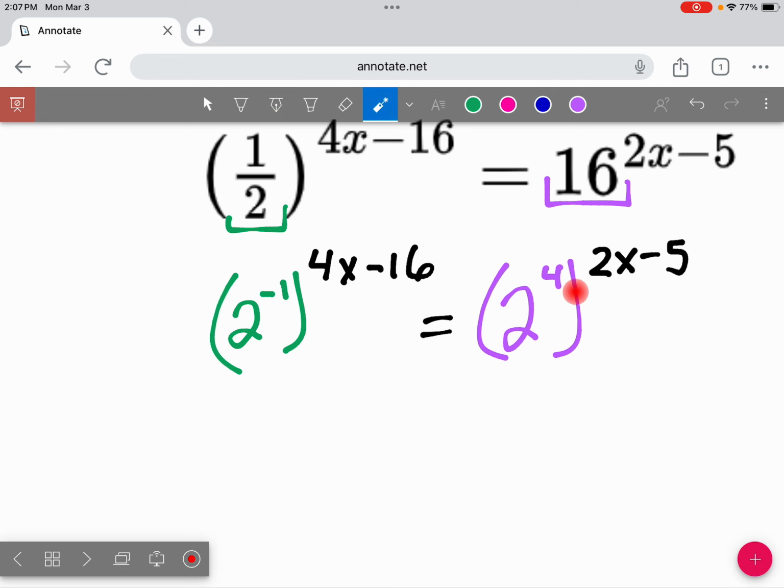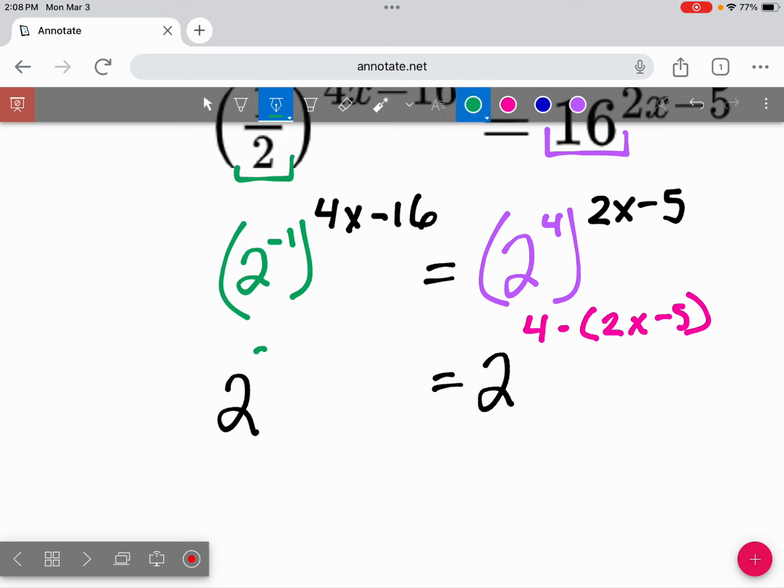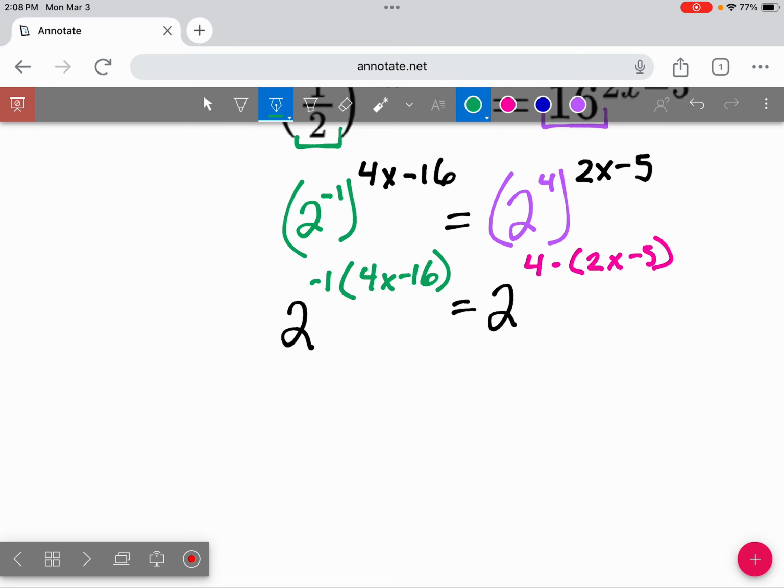What do I need to do when I have a power raised to a power? What do I do with the 4 in this chunk out here? Multiply. So this is the same thing as if I had 2 to the 4 times 2x minus 5. And my left-hand side is like 2 to the power of minus 1 times 4x minus 16. Now that I have my bases the same, I can ignore them because all I care about is when those exponents are the same.